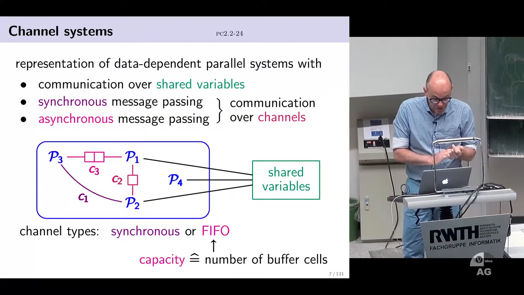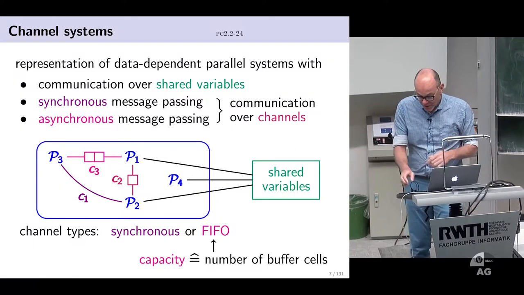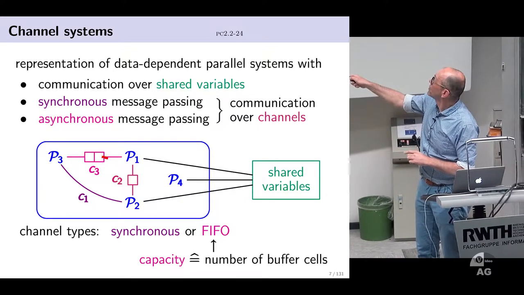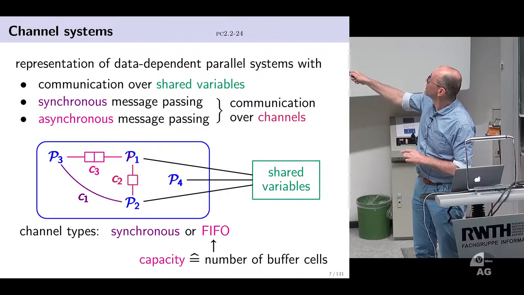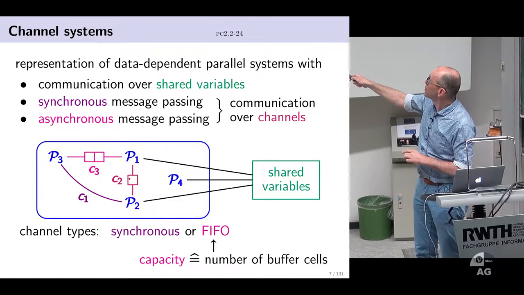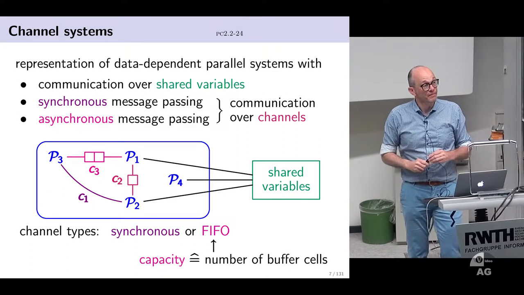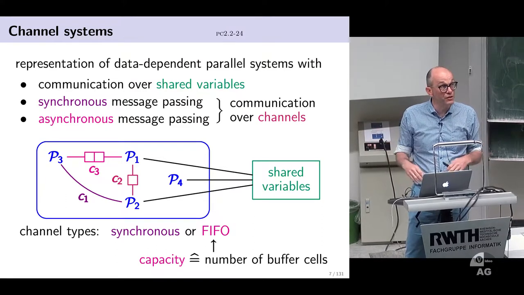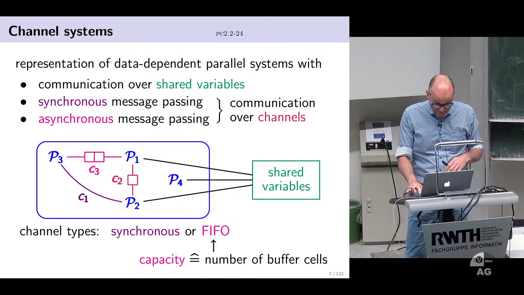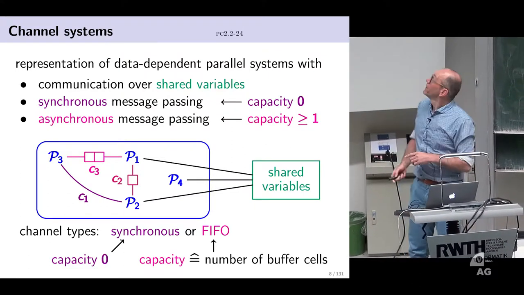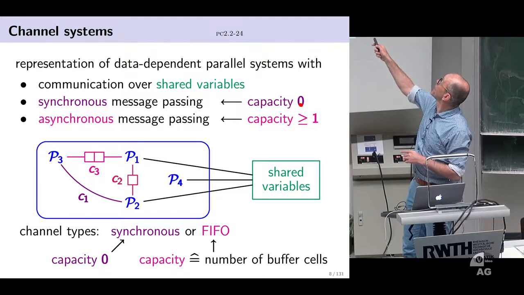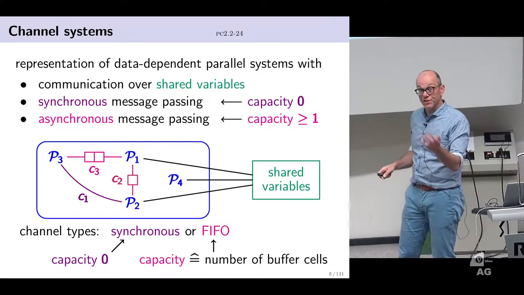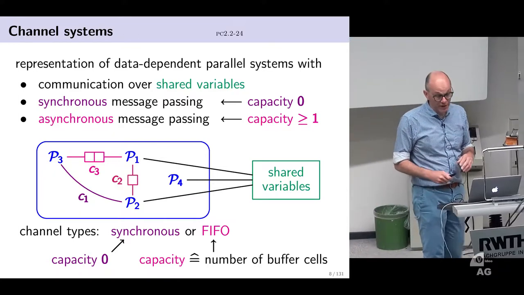Good. Now, this FIFO buffer can have a certain capacity. So here is another example where you see that there is a channel of capacity 2 that goes from P3 to P1. And there is a channel of capacity 1 that goes from P2 to P1, for instance. The capacity can also be unbounded. Then it simply means that an unbounded number of messages can be kept in the buffer. OK. So I mentioned already, synchronous message passing is the same as having capacity 0. Asynchronous, where A means there might be a delay between sending and receiving, means that the capacity is strictly positive.